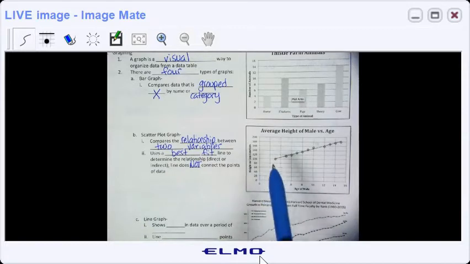We do use these every so often. I would say that we probably use line graphs more than we use scatter plots, but we do see them sometimes.